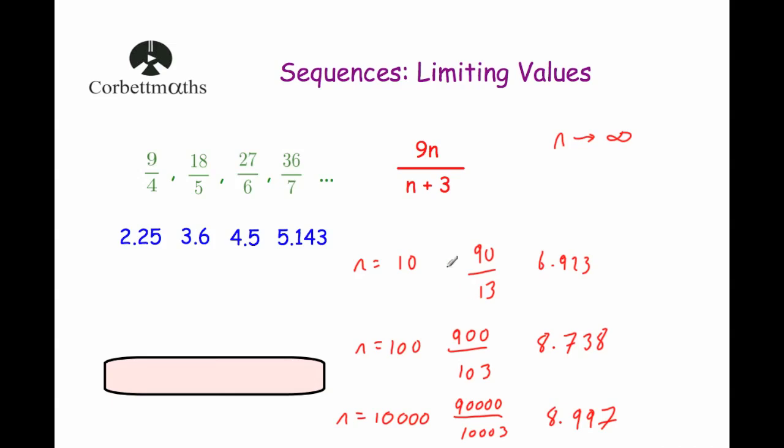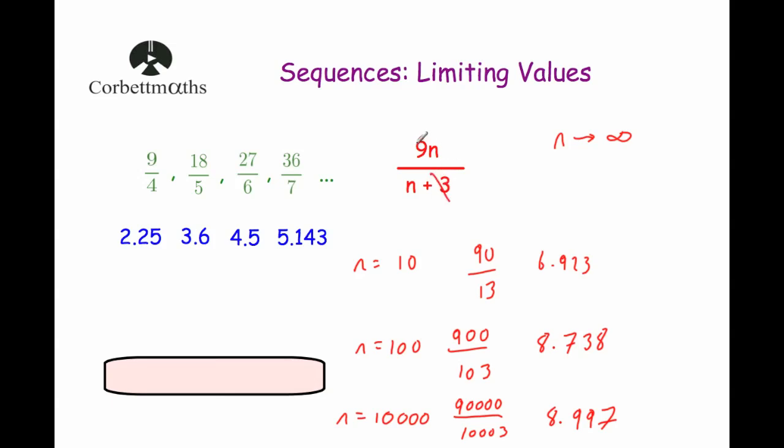And the reason is, if we put in a very large number, perhaps a million, 9 times a million divided by 1,000,003, well, the 3 doesn't actually have much of an effect on our answer. It means that our answer is really close to, not quite 9, but just under 9. If we put in a billion, it would be 9 billion divided by 1,000,003. That plus 3 has such a little effect, we can almost just ignore it.